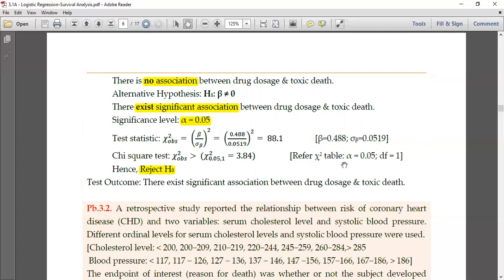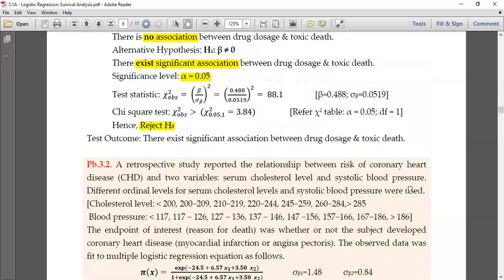Now if you refer to the chi-square table for alpha equal to 0.05 and degrees of freedom 1, the value of chi-square is 3.84. This is the critical value, and you can easily see that the calculated value is much above the critical value. So you can simply reject the null hypothesis. What do you say now? There exists a significant association. That is, you are accepting the alternative hypothesis. So that equation is valid. That's what you are going to prove.